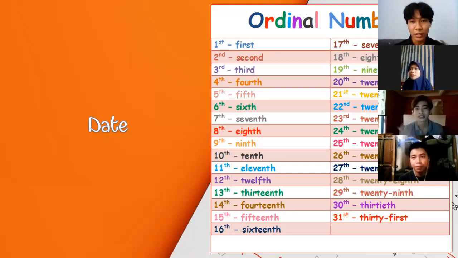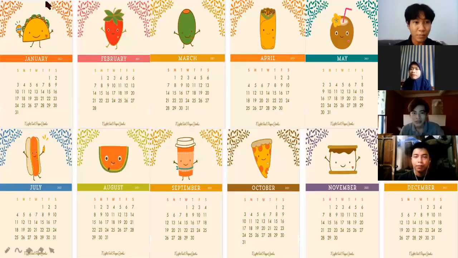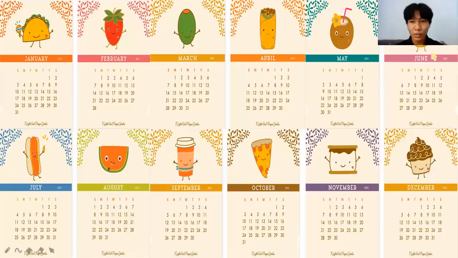Okay, the last material is about months. There are 12 months in total. The first one is January, February, March, April, May, June, July, August, September, October, November, and December.